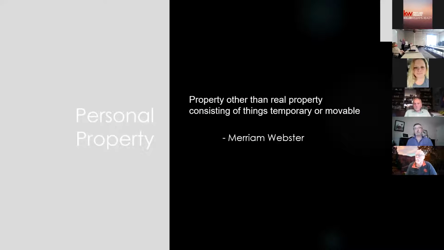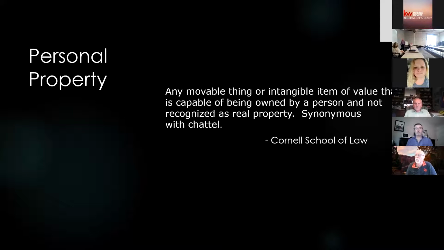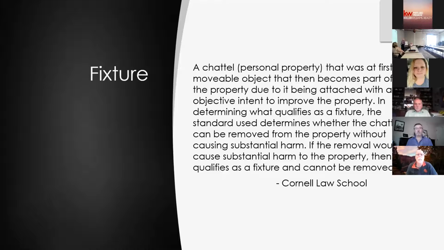Okay, so let's start with some definitions here so we can get a base understanding of what's what. Personal property: property other than real property consisting of things temporary or movable. That's by Merriam-Webster. Next slide, please. Personal property, another definition, this is by the Cornell School of Law: any movable thing or intangible item of value that is capable of being owned by a person and not recognized as real property, synonymous with chattel. Next, please.